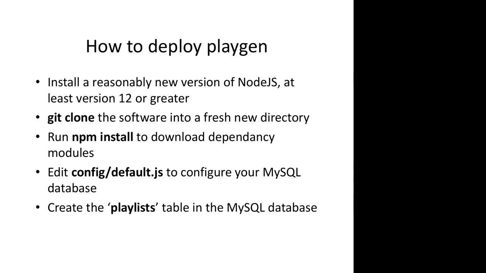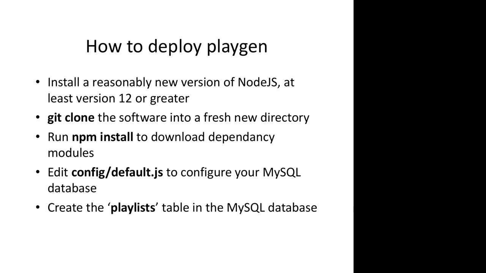So to deploy Playgen, this is brief in a nutshell, but you can read the online documentation for more details. You get a new version of Node.js, use git clone to copy the software into a fresh new directory of yours. You need to run npm install, which downloads dependency modules. This is part of the Node Express and JavaScript world. There is a default configuration file that you need to edit in order to configure your MySQL database.